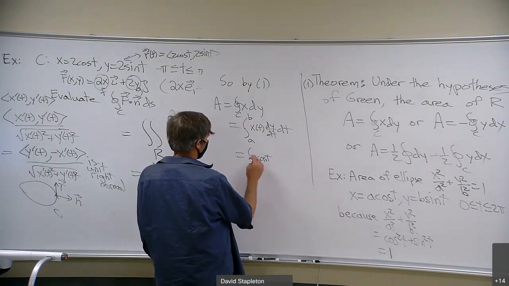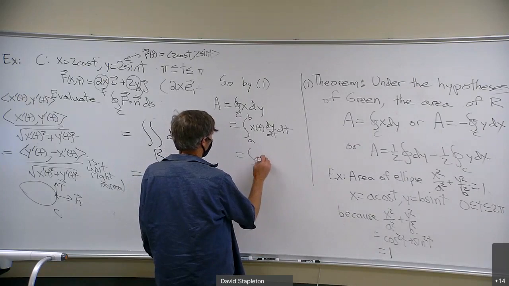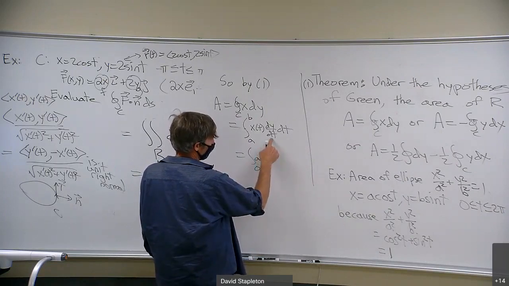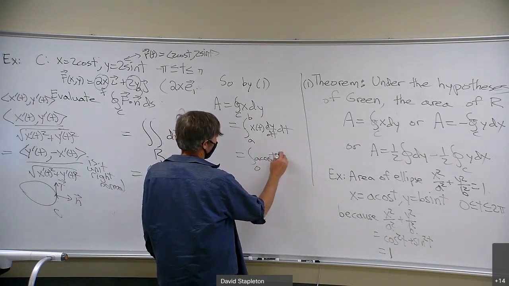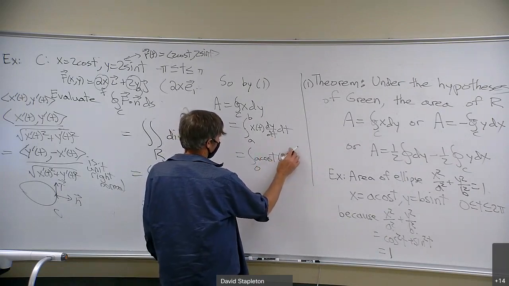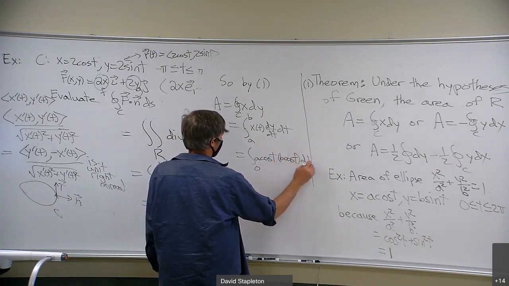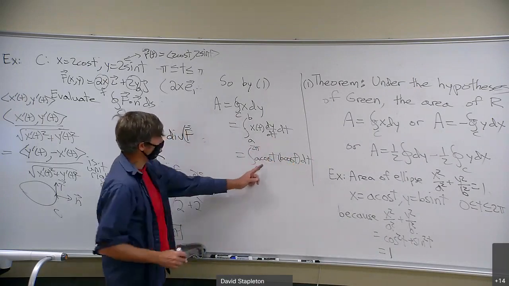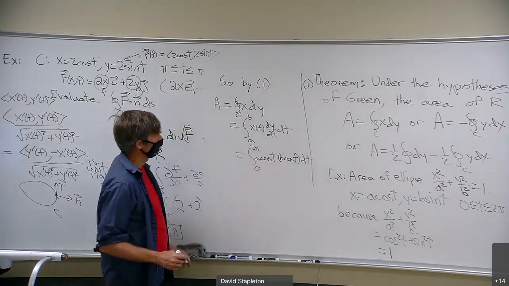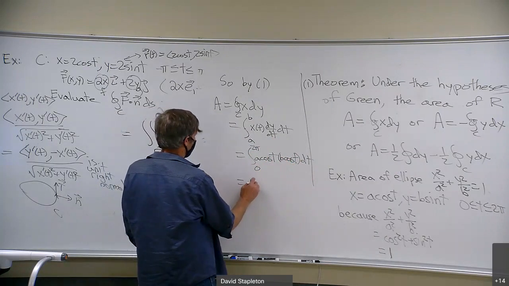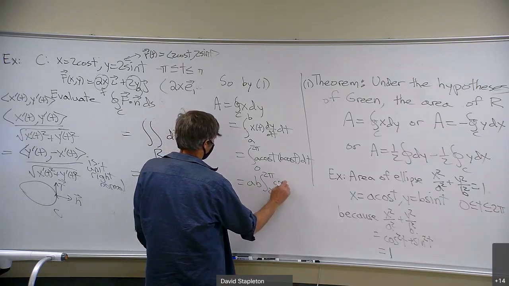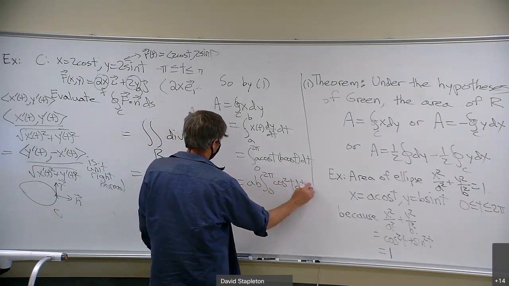X of t was a cosine t. Y of t was b sine t, so its derivative is b cosine t, and then dt. All I have to do is evaluate this integral from 0 to 2 pi: x, and here's y prime. All this is ab times the integral from 0 to 2 pi of cosine squared t dt. How can I evaluate cosine squared?